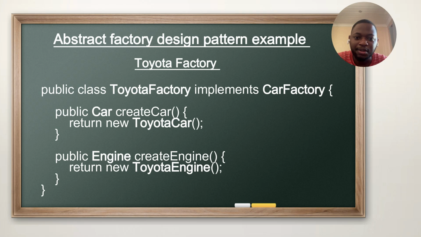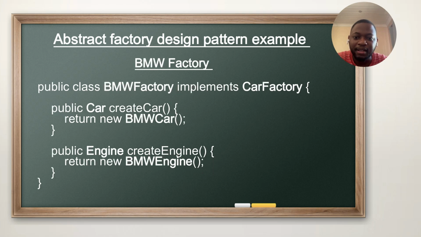This is the Toyota factory, and then we have a BMW factory that implements the car factory interface, and we are required to implement the create car method as well, and we just return the new BMW car object. Below that we're required to implement the create engine method, and we just return the new BMW engine object. Let's go to the next slide.